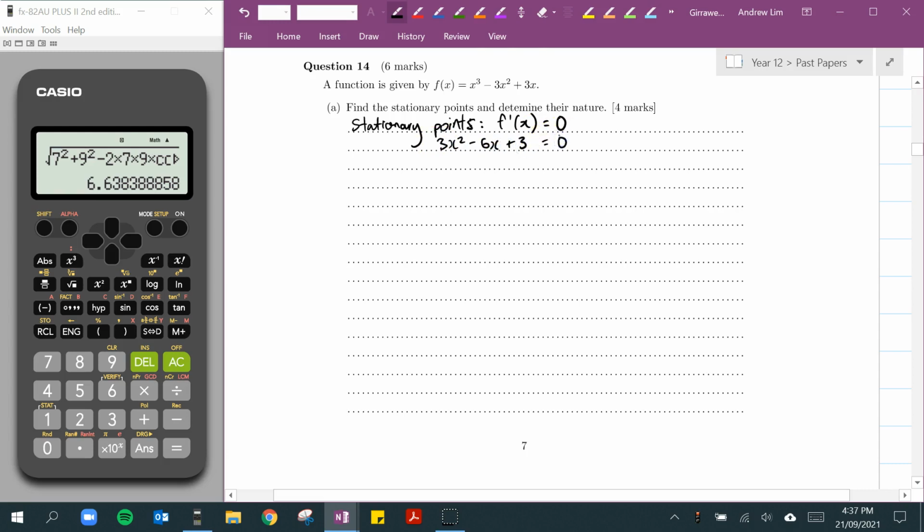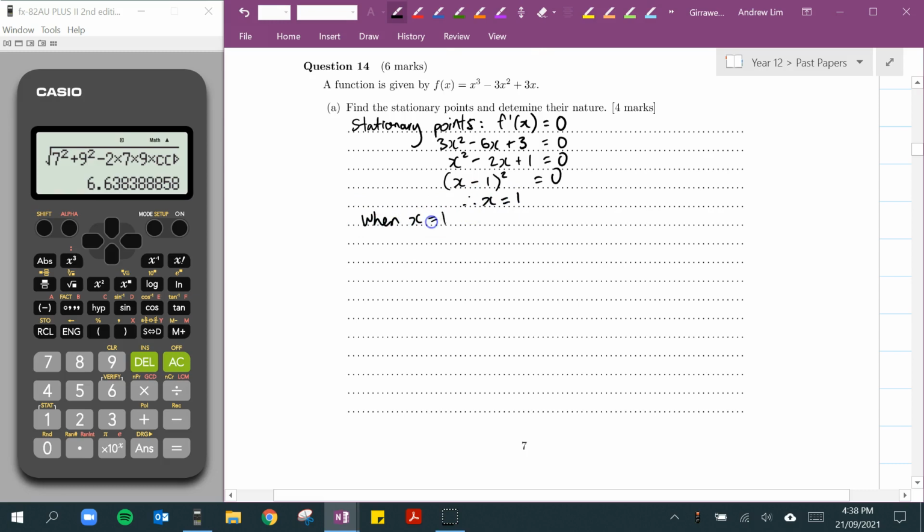I'm now going to factorize and simplify this. I'm just going to divide every term by 3. So that gives me x squared minus 2x plus 1 is equal to 0, or x minus 1 all squared is equal to 0. So x is equal to 1. It seems like there's only one stationary point.